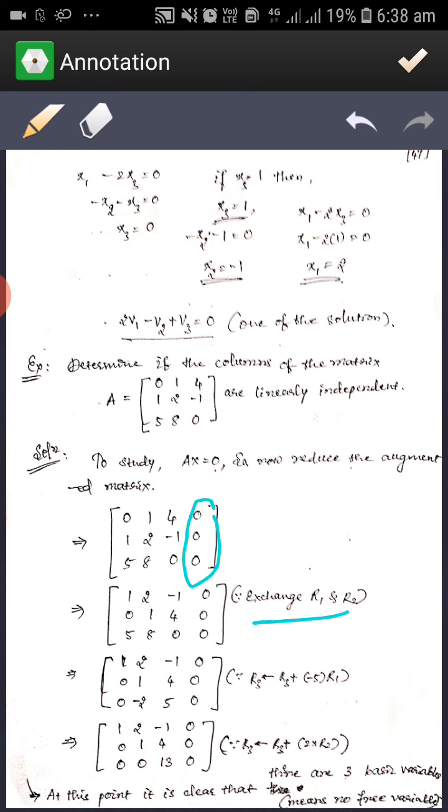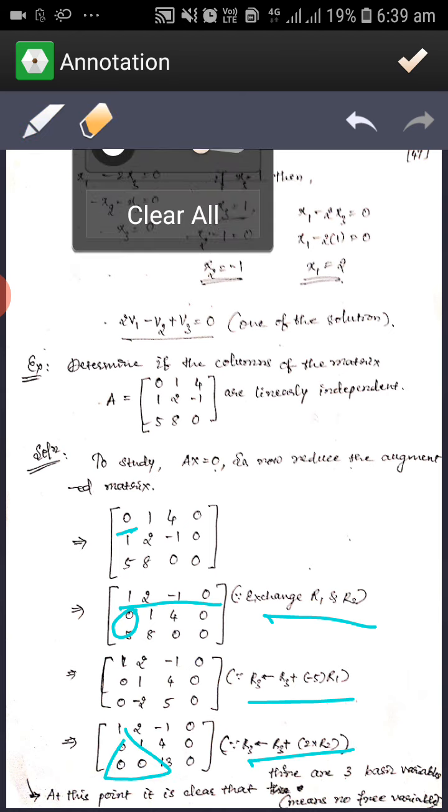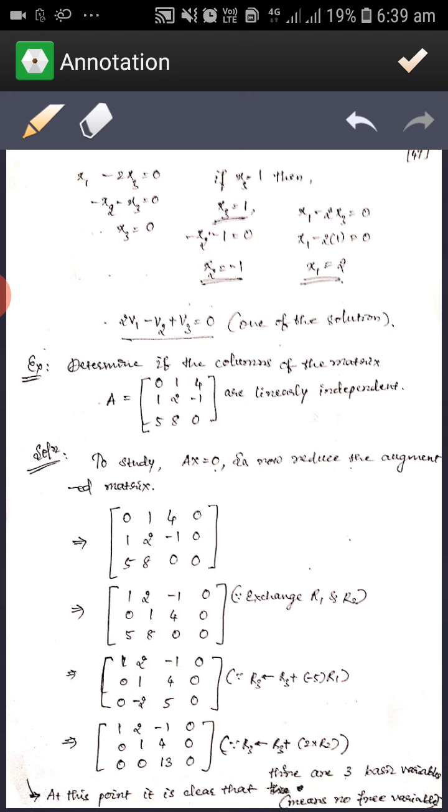Then, as the first row is non-zero, we need to exchange rows such that the top row is non-zero. So we have exchanged r1 and r2, and again we need to nullify the values in the pivot columns. We are doing row operations such that the lower triangle should be 0. By seeing this, we can say that there is a solution.